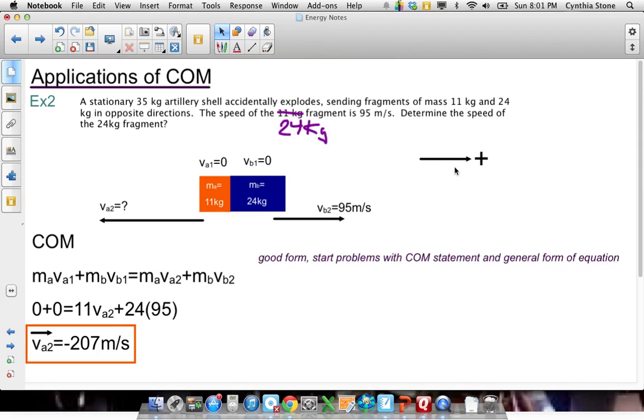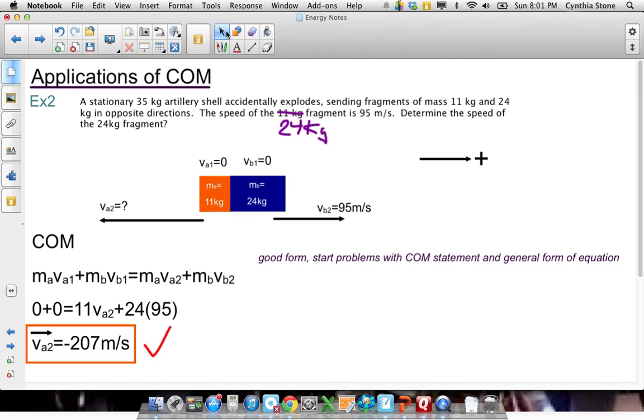So if we're calling this positive, A2 is going to be negative, which makes sense because we know it's going to take off in that direction. It's going to be in the opposite direction, so it's going to have a negative velocity. And it's going to be a bigger number because their momentums have to equal each other. They have to offset each other. Okay, so that number does make sense. I'm going to check mark it because it's a good answer.